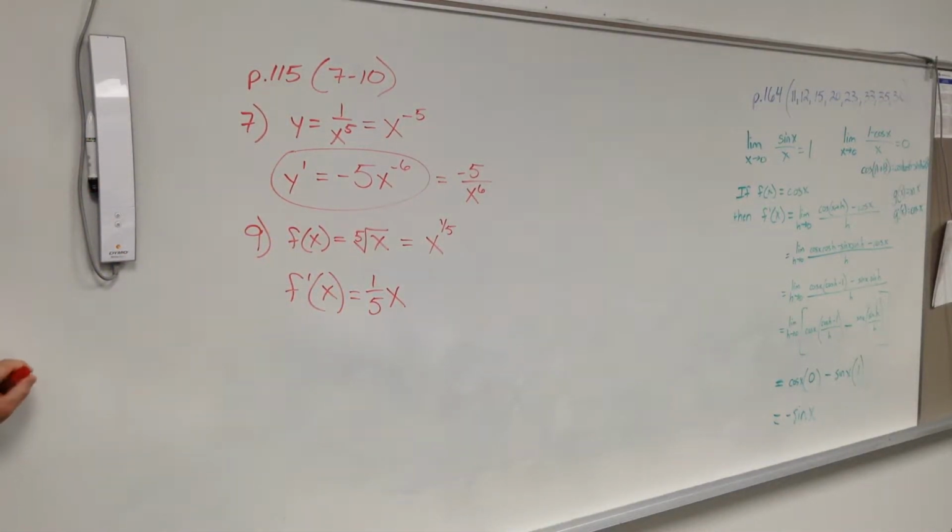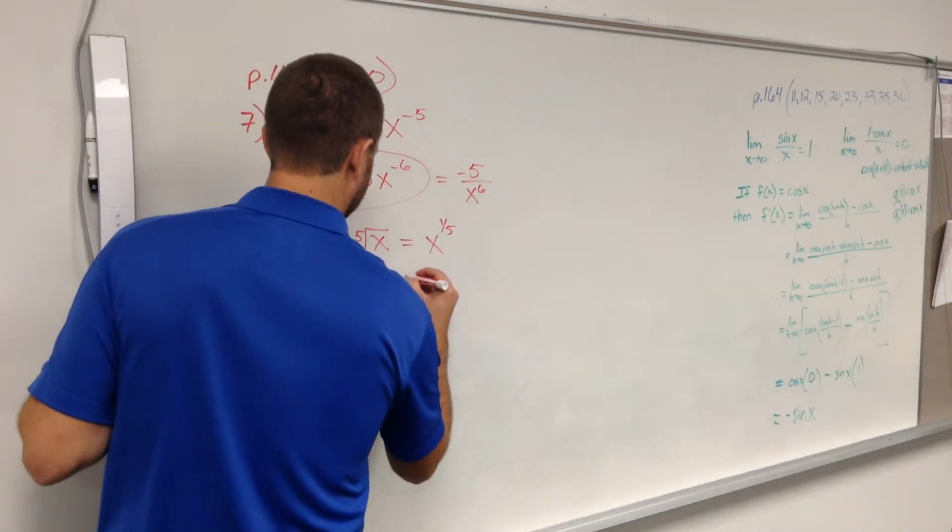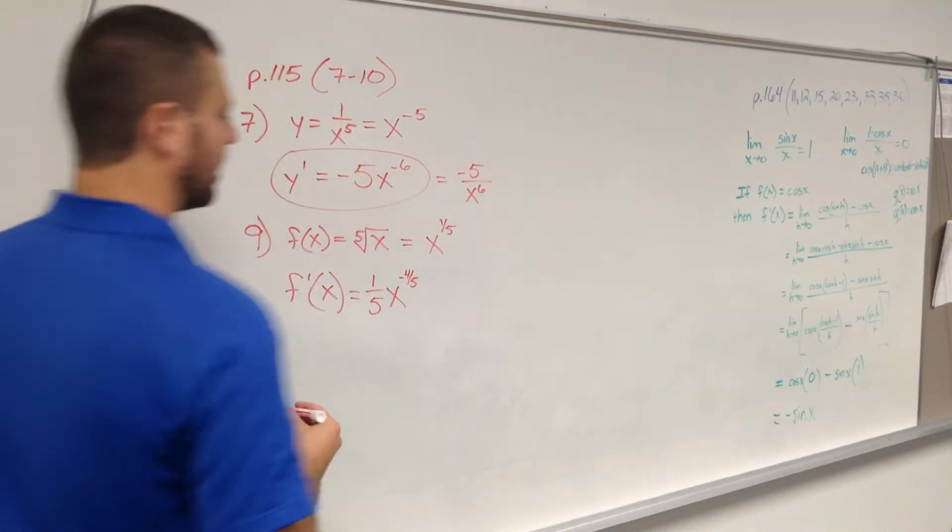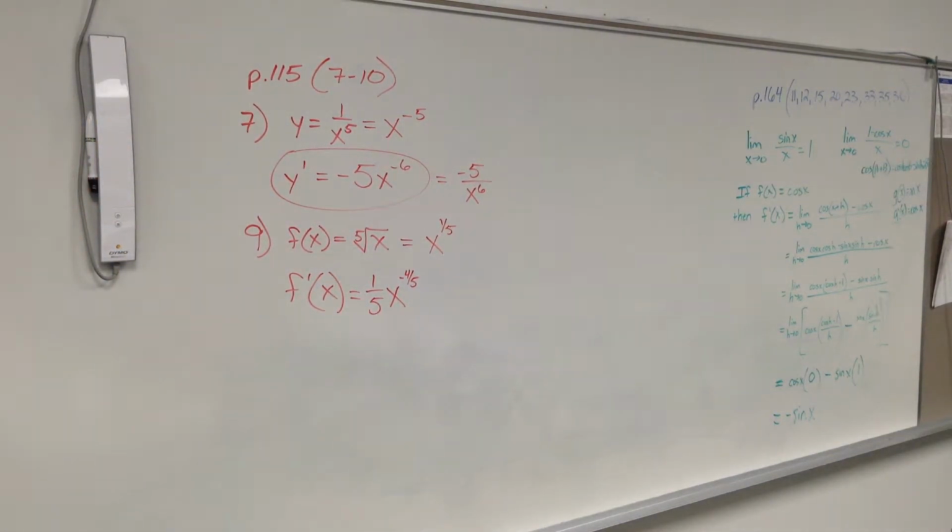Not quite. Love fractions. We're still taking away 1. What's 1/5 take away 1? Oh, yeah. 1/5 take away 5/5. Negative 4/5. Yep. Alright, I'll do enough fractions that you'll get pretty good with them. Okay? So that'd be your answer. 1/5 x to the negative 4/5.